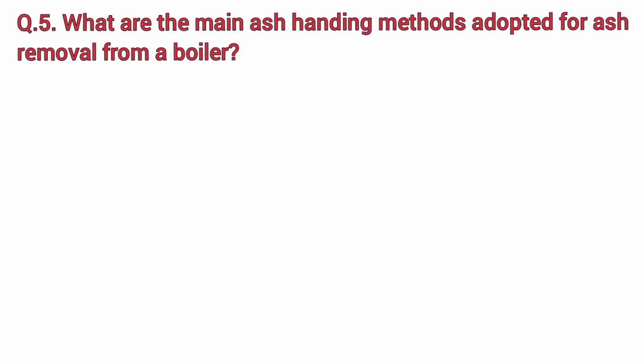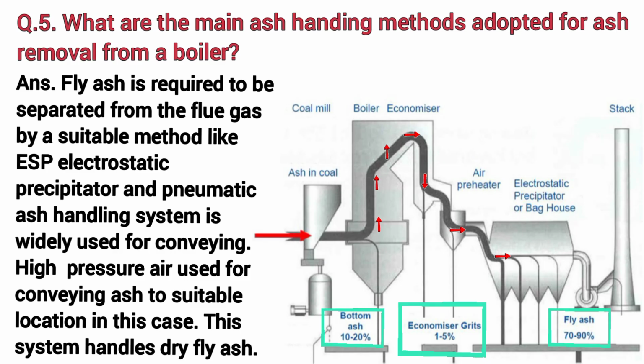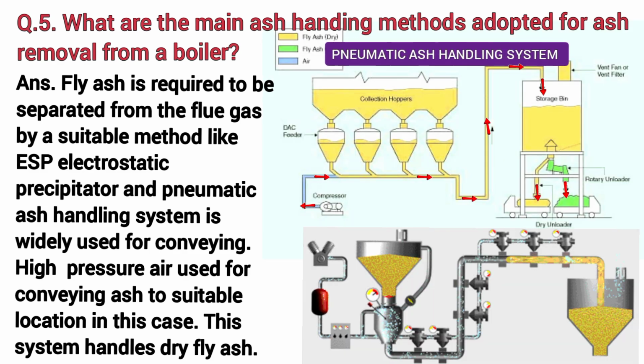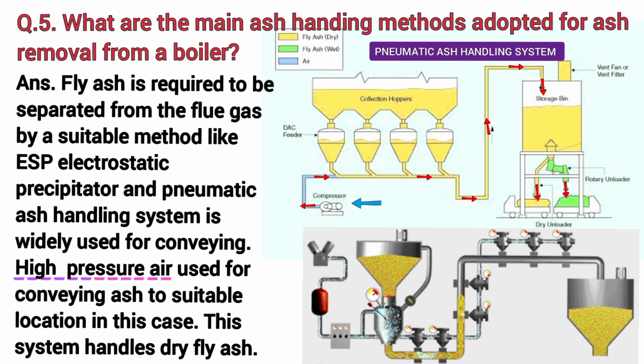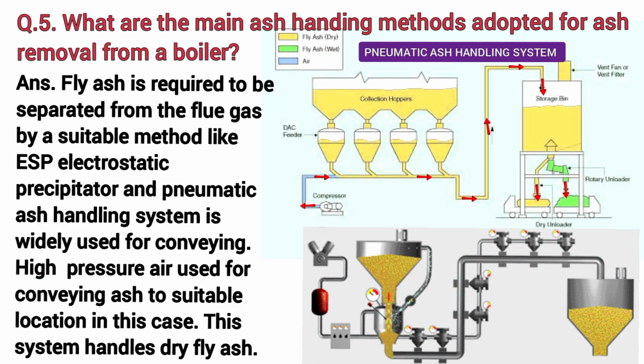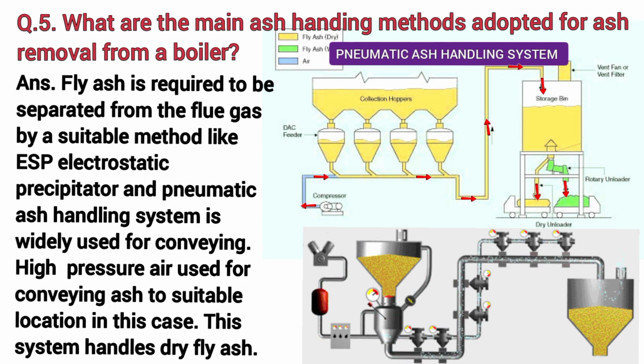What are the main ash handling methods adopted for ash removal from a boiler? Fly ash is required to be separated from the flue gas by a suitable method like ESP, Electrostatic Precipitator, and pneumatic ash handling system is widely used. High pressure air is used for conveying ash to a suitable location in this case. This system handles dry fly ash.